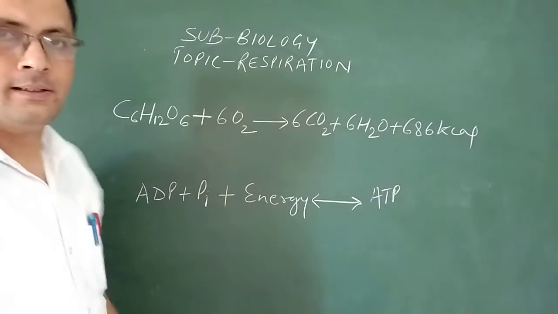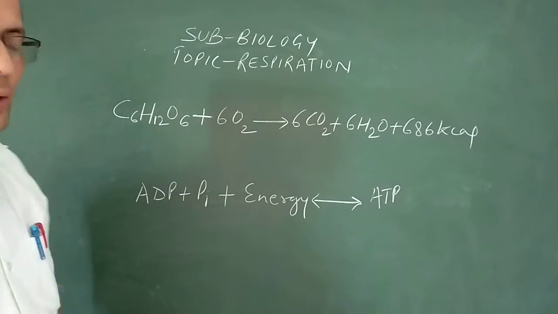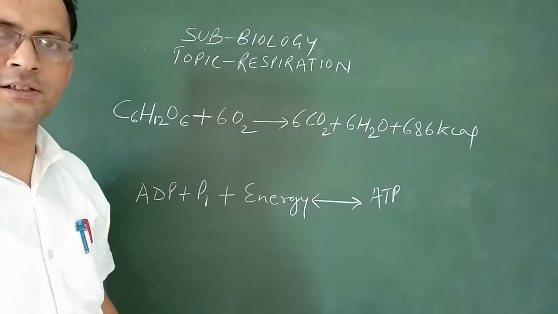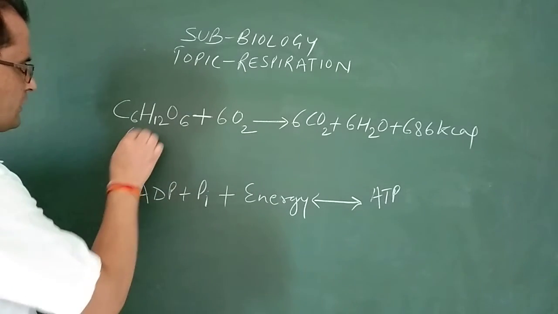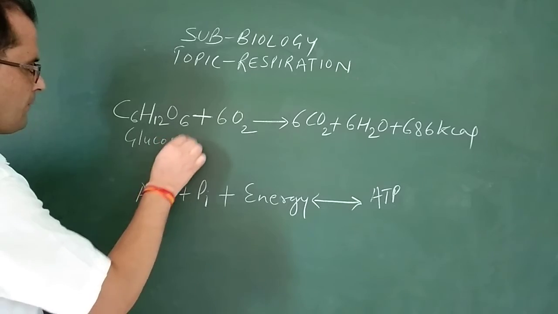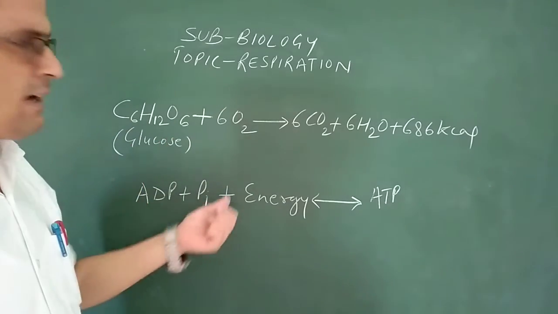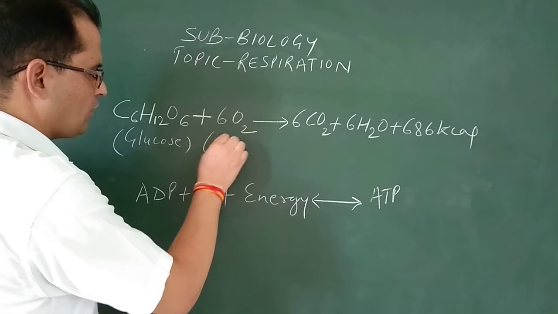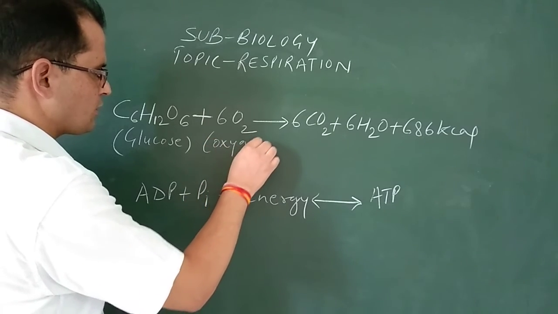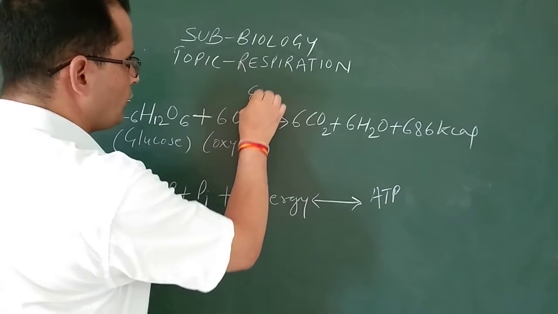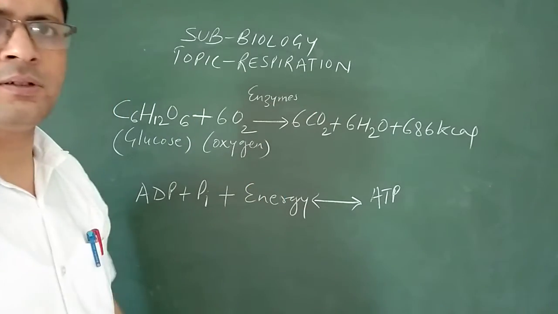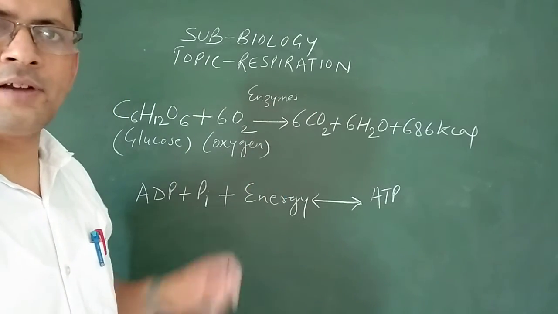Now you can see here the glucose. I told you inside the living cell this glucose combines with oxygen. So this is glucose, the respiratory substrate, and this glucose is being acted on by oxygen. Oxygen is acting on the respiratory substrate, that is glucose, and here I told you about the enzymes. At each step there is the role of enzymes which helps in carrying out this reaction.